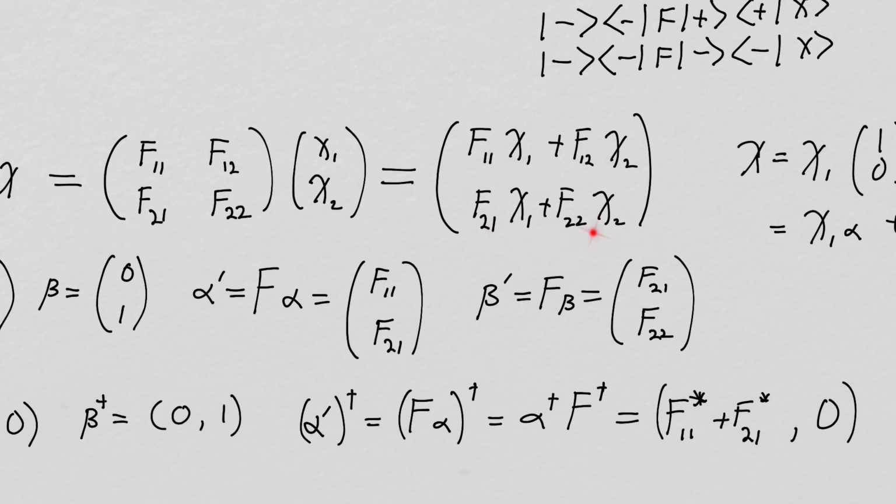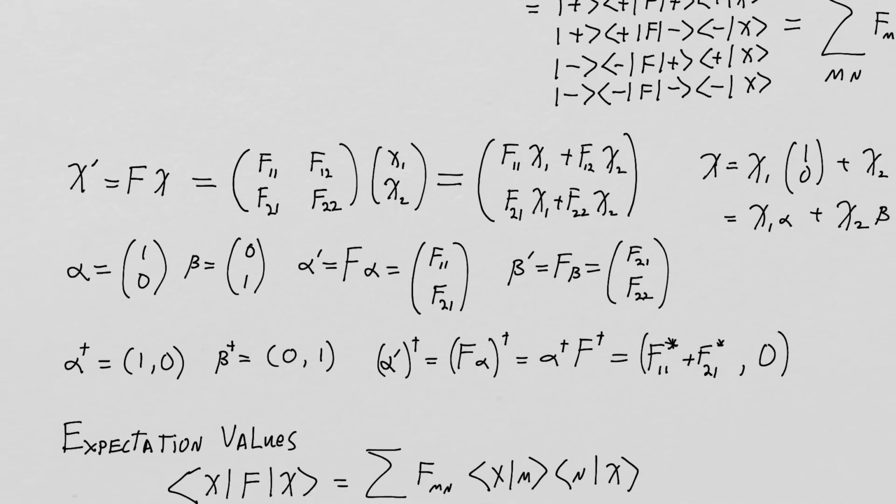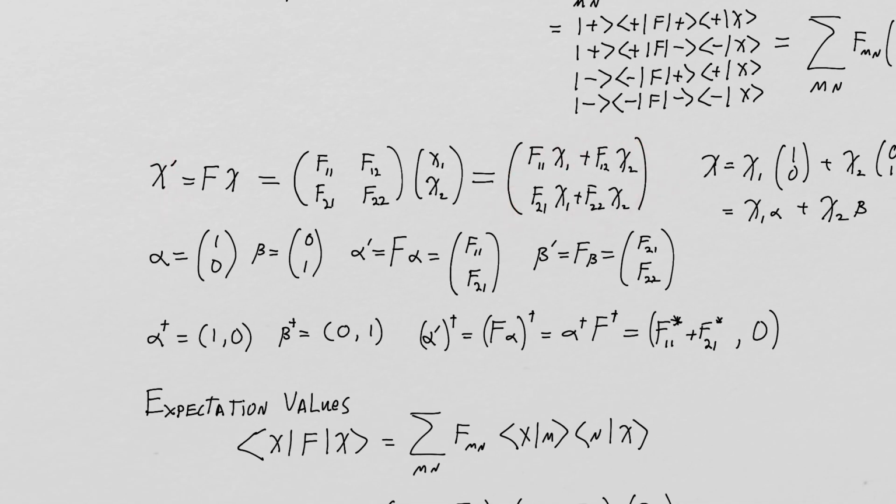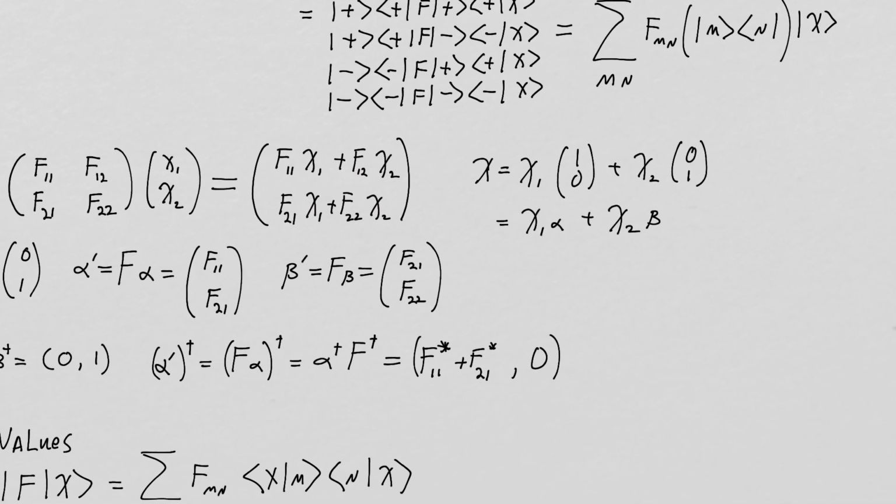And we end up with the column vector that represents chi prime. So chi prime is equal to this thing. If all I know is the matrix, I can develop this. And just to be clear, chi as a spinor is chi sub 1 acting on the up basis spinor, chi sub 2 acting on the down basis spinor. Another way of writing this would be chi 1 alpha plus chi 2 beta, where I replace these spinors with these letters. This letter alpha represents the up basis spinor. This letter beta represents the down basis spinor.